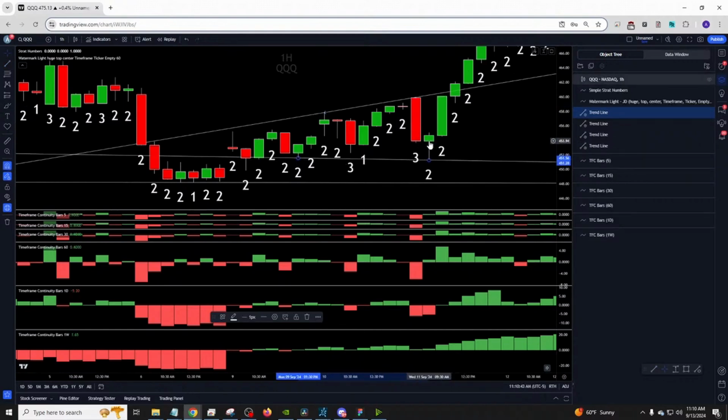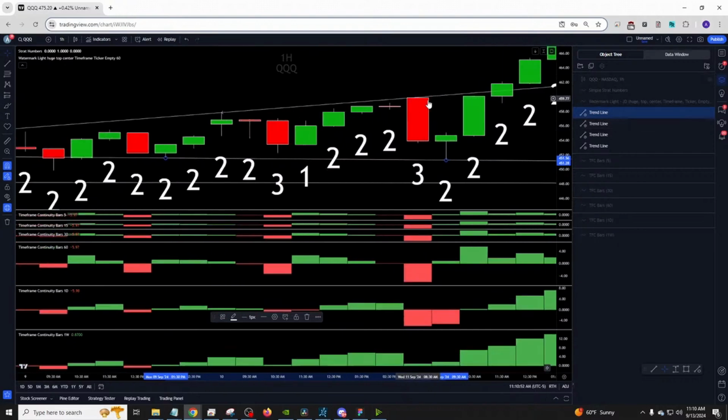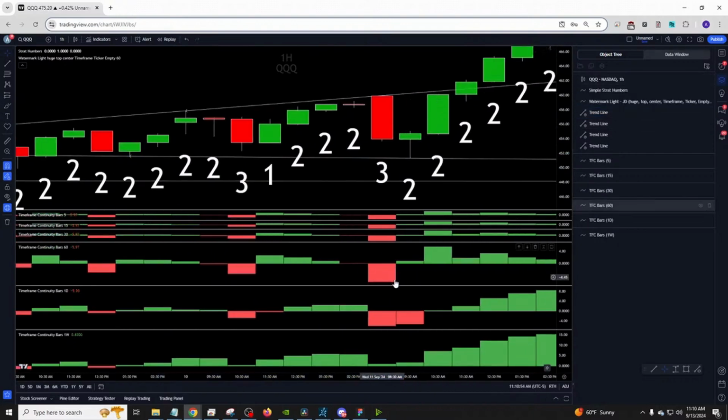Notice the change in 60 continuity from red to green. We redraw right to left right when that occurs. Then that 3-2-2 signal target is the other side of that. We ask ourselves, if this signal works, does it change any continuity groups? Well, you'll notice the week was green when that signal formed. The 60 was green and all intraday timeframes were green as well.